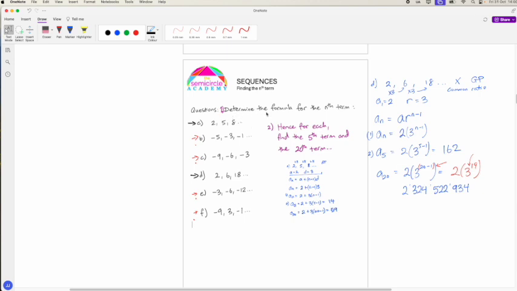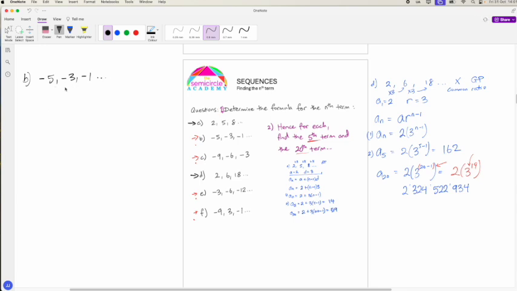So the first one here is to determine the formula for the nth term for these sequences here. And hence, for each find the fifth term and the 20th term. So the fifth and the 20th. So let's look at this first one here, part B. We have negative 5, negative 3 and negative 1.